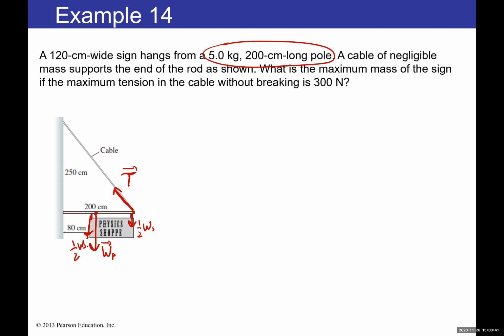Also, the support point with the wall generally exerts two forces. One is an upward static friction. The other one is a normal force, like this. So you can see there are quite a lot of forces acting on this pole. Then the next step will be to make the force table.